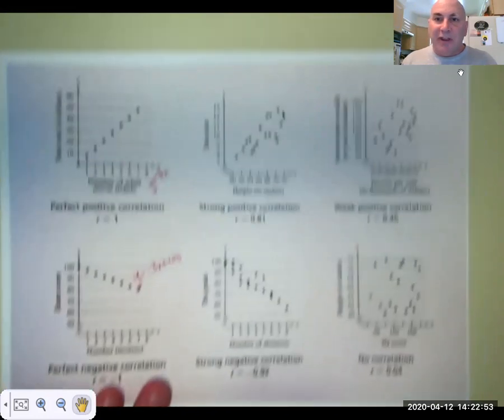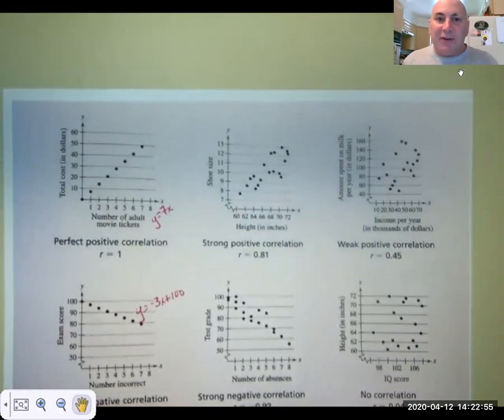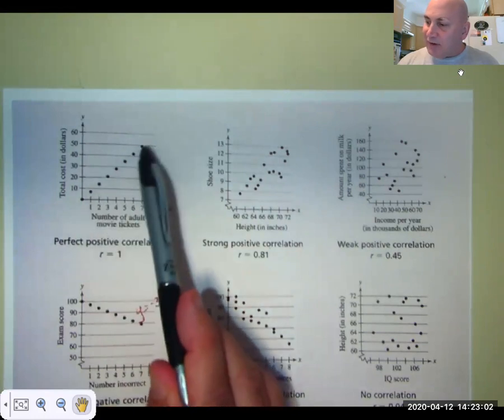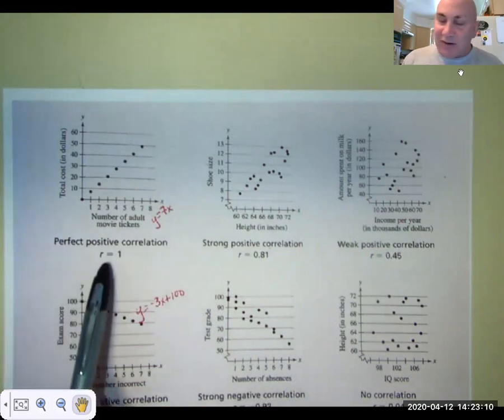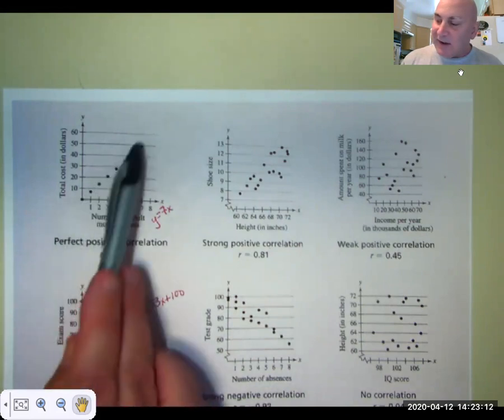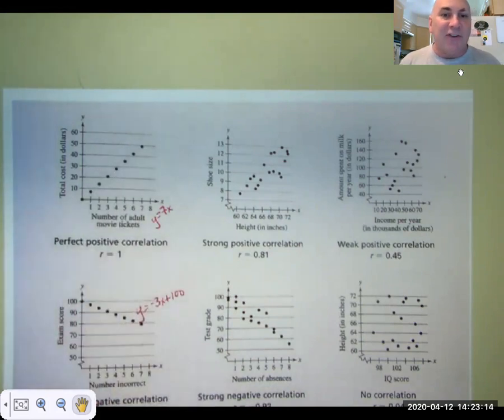So here we have some different data sets and we want to talk about different R values. Every one of these points is on the line y equals 7x. Those data points are perfectly linear, so this data set has a correlation of positive 1.